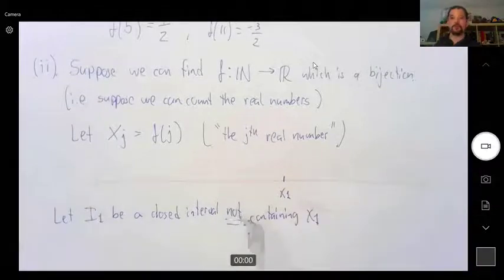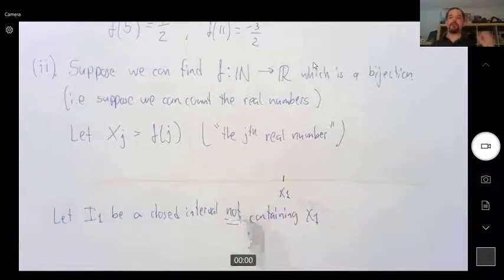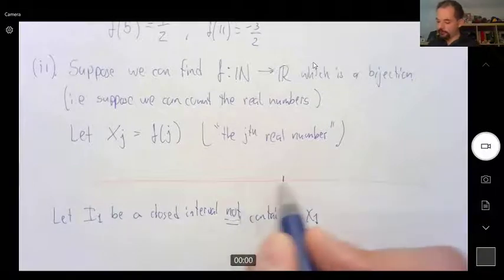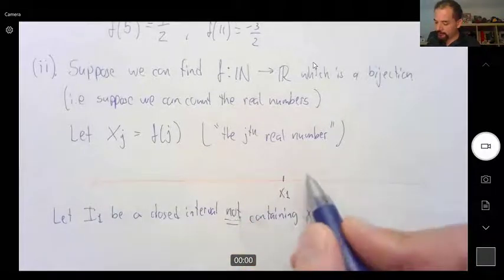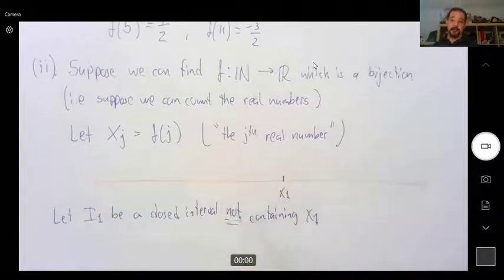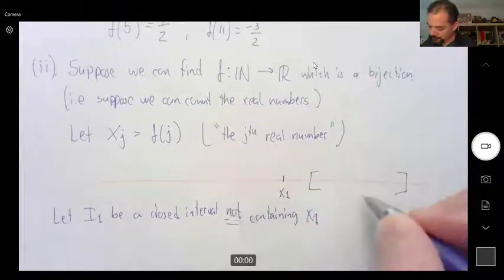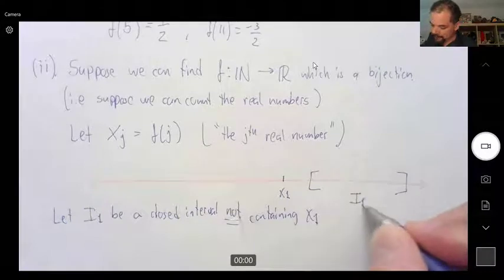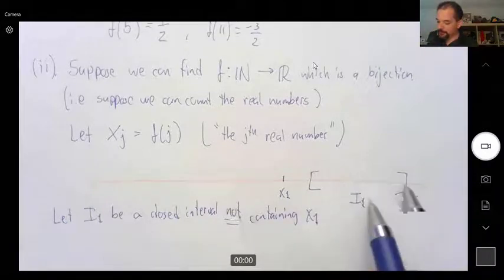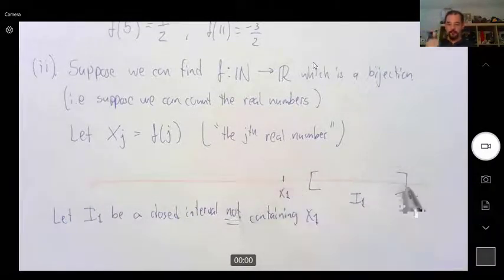All right, so which one, you may ask? Well, pick whichever one you want. Do you want it on the left side of x1 or on the right side of x1? I don't care. Either one will work. So let's pick this one, for example. This will be I1. This interval from here to here. And obviously x1 is outside, right? So we're good. Okay, and then we're gonna do the same thing.